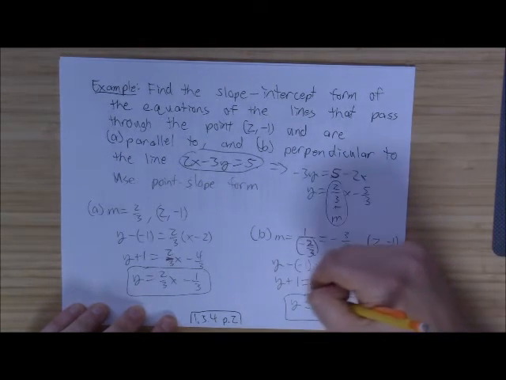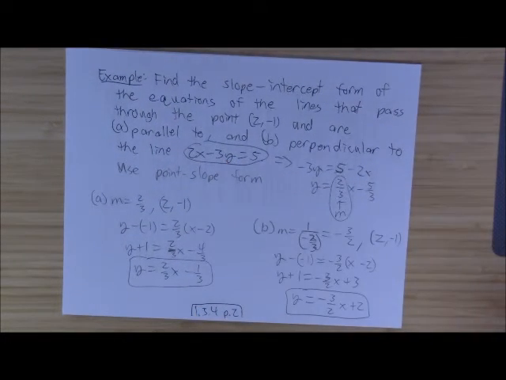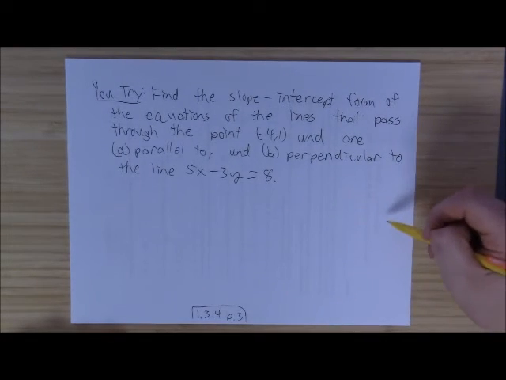Of course, you could actually check these by graphing them as well and seeing that this actually does create lines perpendicular and parallel to that. Now it's time for you to try an example, so go ahead and run the same problem that I did before, except this time through the point (-4, 1) and the line 5x minus 3y equals 8. On the count of 3, I'll reveal the solution.